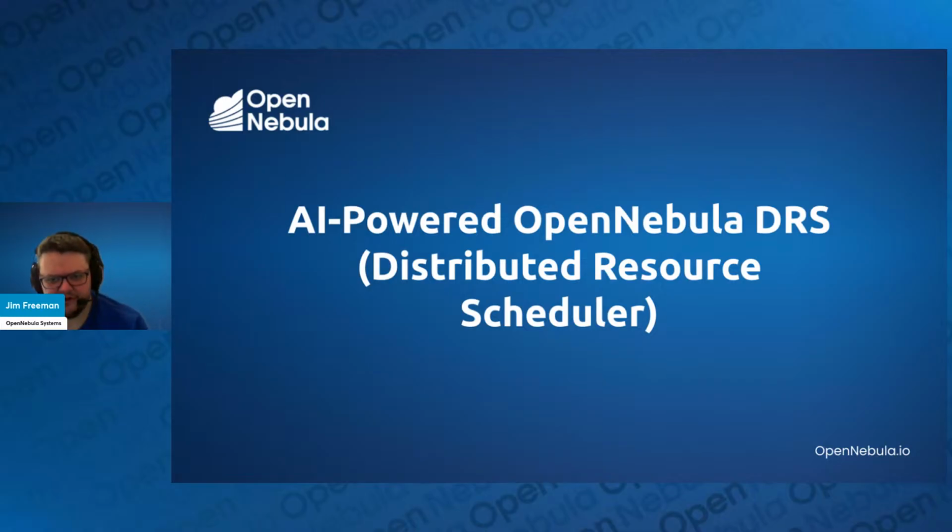Today we're going to be talking about a brand new feature we've just released in version 7 of OpenNebula. This is our AI-powered DRS functionality. For those of you who've been using VMware or platforms like that, who have had DRS for many years, it'll be quite familiar. I'll be joined by my colleague Marco, who will be doing some slides around the architecture and setup of it, and also a demo.